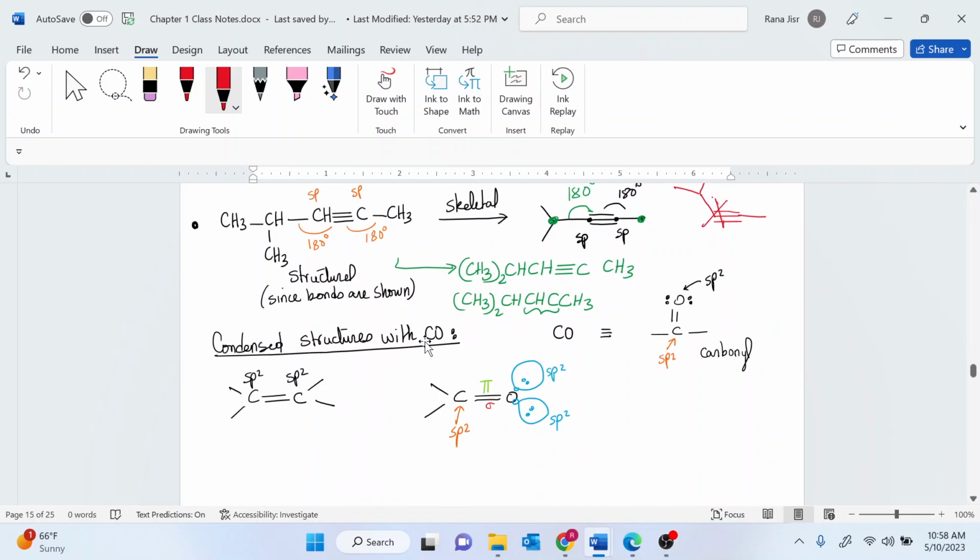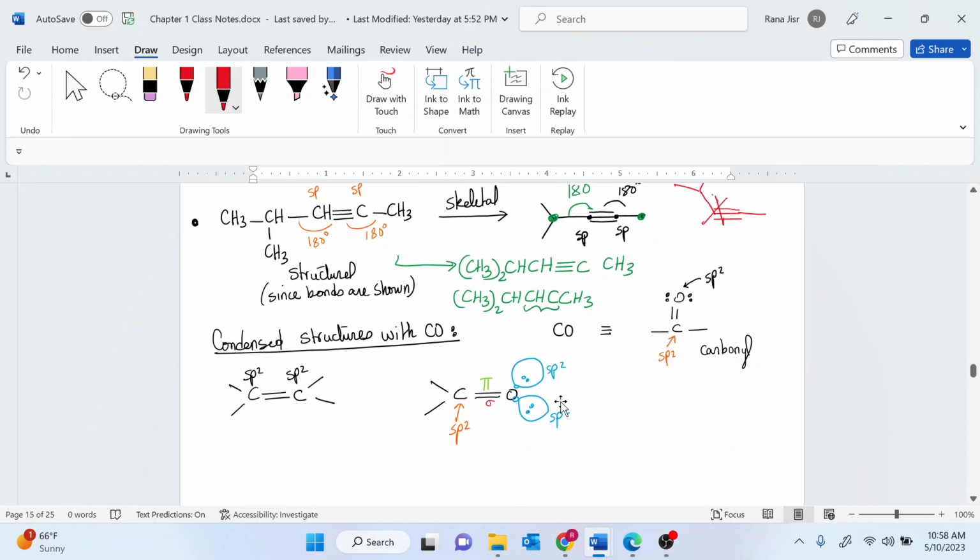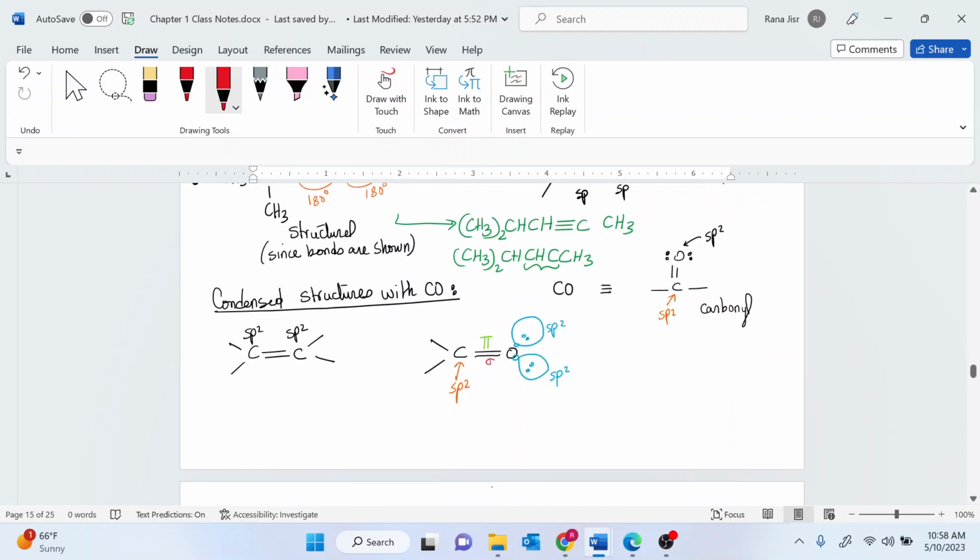So condensed structures with a CO. Last time we talked about CO and said whenever you have a carbon next to an oxygen, that is a carbonyl. Carbons are sp2 hybridization if they are double bonded with the oxygen. And every time you have a double bond on the carbon, whether it's a carbon double bond carbon or a carbon double bond O, both elements that are existing between the double bonds have to be sp2 hybridization. So these 2 carbons are sp2, this carbon and the oxygen is going to be sp2 hybridization.